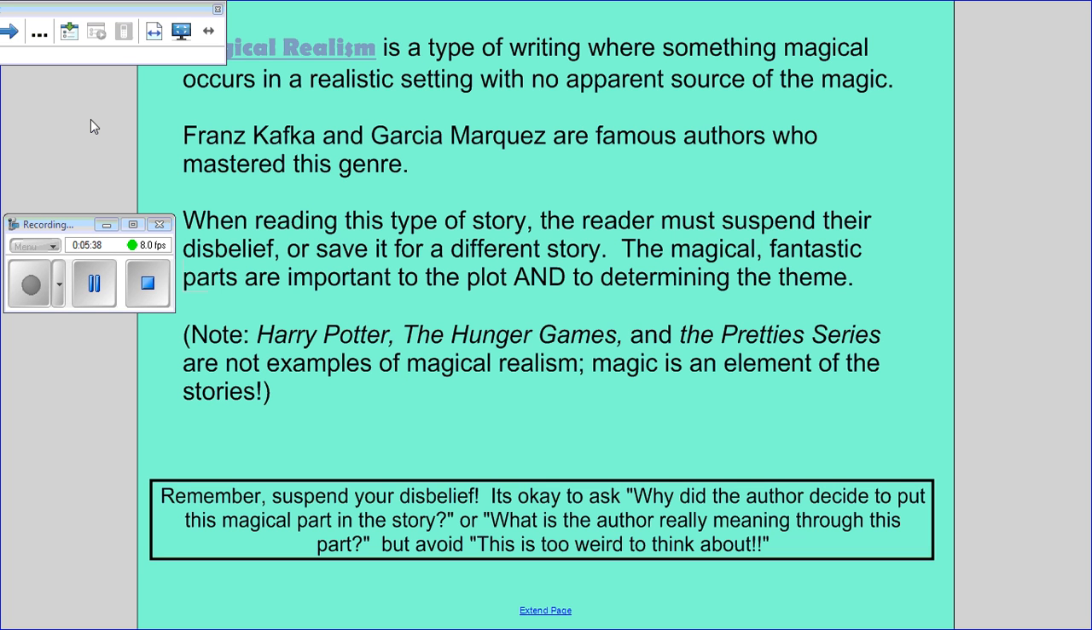Often, we as readers get caught up with magic realism and fantasy. It is very, very different. Harry Potter, The Hunger Games, and the Pretty series are not examples of magic realism. Magic is an element of the story. However, in our story Box House in the Snow, magic is not a part of this story. Instead, something in a very realistic setting becomes almost magical.